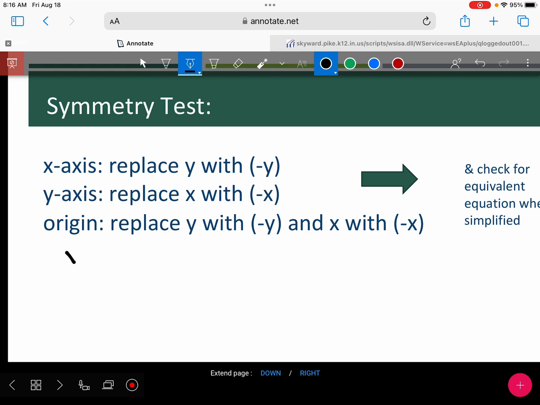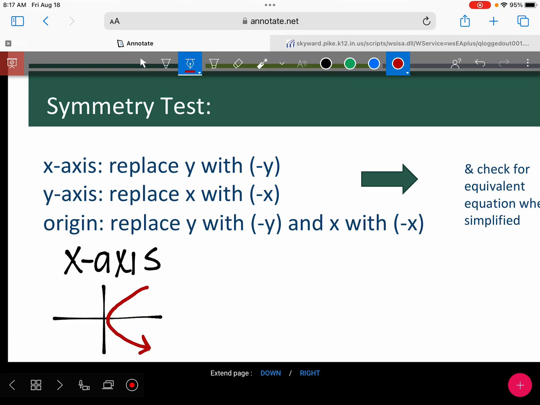Okay, so when we talk about symmetry, there are three different types. So when we talk about x-axis symmetry, what that means is that if you take the graph and fold it along the x-axis, it's going to have symmetry with the x-axis. So the portion above the x-axis and the portion below the x-axis is a match. That's x-axis symmetry.